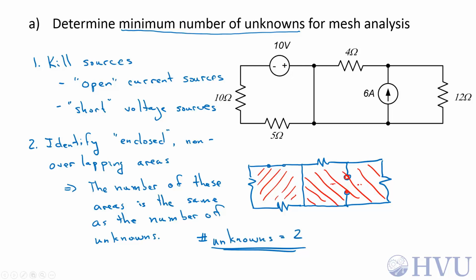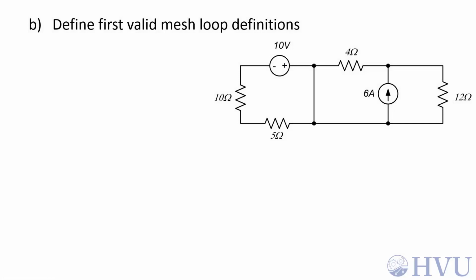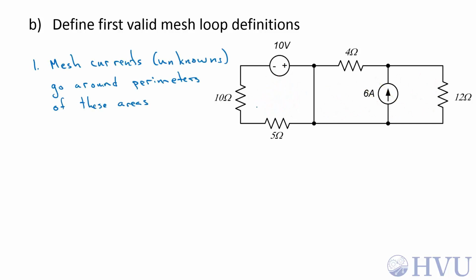Now let's assign some variables to these unknowns. So previously I identified enclosed non-overlapping areas. They consisted of this area and this area. My mesh currents, which are my unknowns, will go around the perimeters of these areas. That means there will be a mesh current going around this area and a mesh current around this set of elements. The names aren't important. I'll call that I1 and this I2.